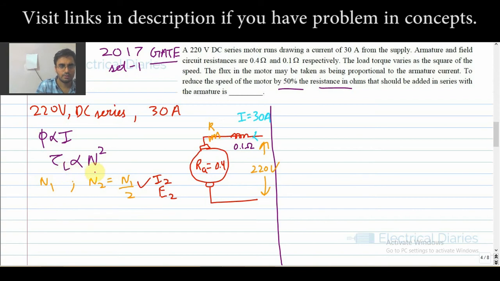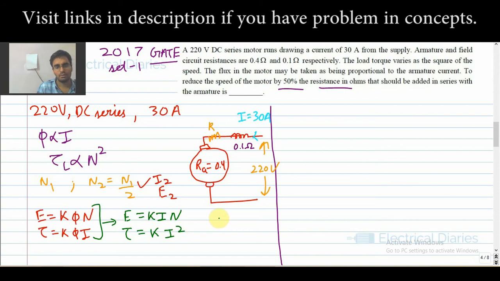Yes, so it is given that tau is directly proportional to n square. See, I always write these two relations for any DC series motor, that is E equals K phi n and torque is equal to K phi I. In the case of a DC series motor, as phi is directly proportional to I, these equations reduce to E is equal to K I n, and T is equal to K I square. These are the two equations, and this is the data that we have to use to calculate the two values we have to find out.